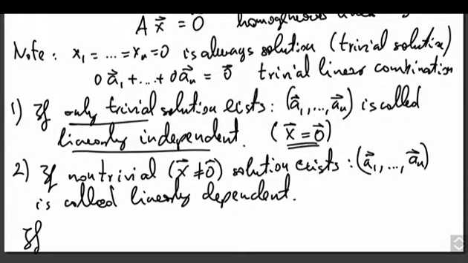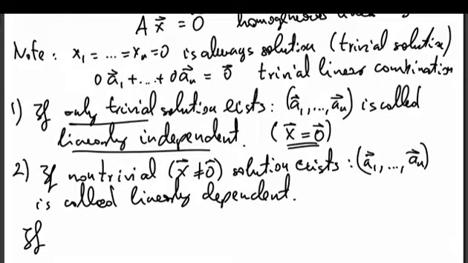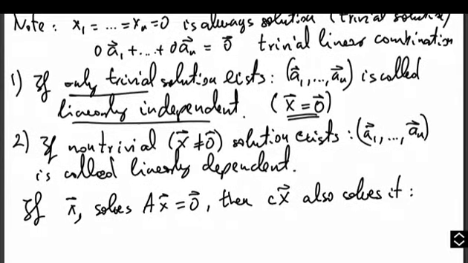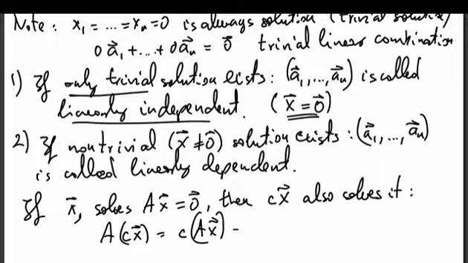And then we have the case that if x solves the homogeneous linear system, then any scalar multiple cx also solves it. That's because if you substitute x with cx, the scalar multiplication can be brought to the front, and that results in c multiplying the 0 vector, which is the 0 vector.